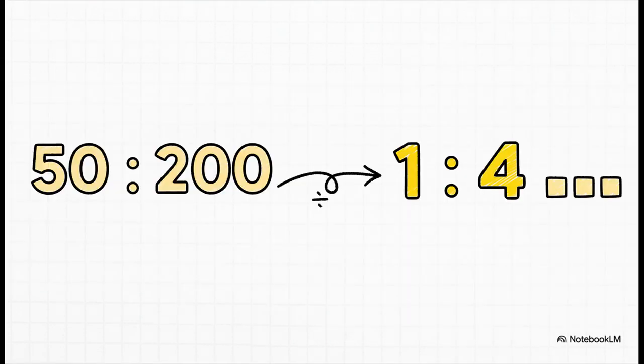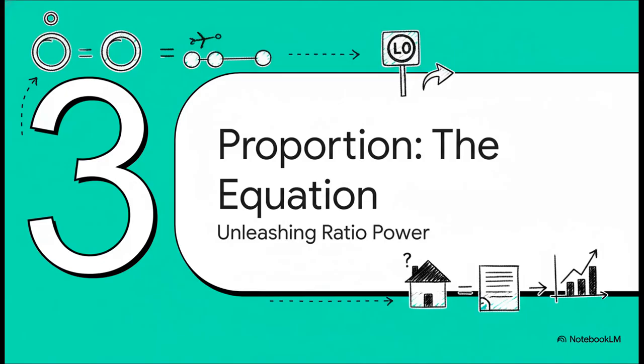But wait, we're not quite done yet. Just like you'd simplify a fraction, you always want to simplify a ratio down to its smallest terms. 50 to 200 can be divided by 50 on both sides, and that simplifies down to 1 to 4. And that tells us for every 1 unit of the first thing, there are exactly 4 units of the second. Much cleaner.